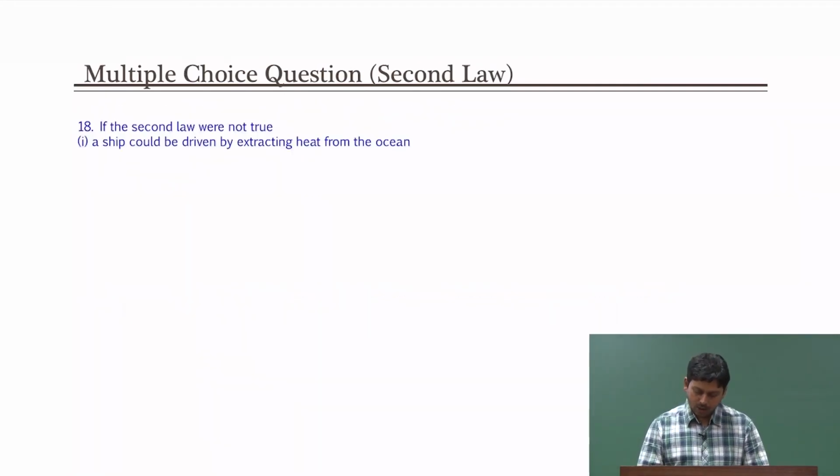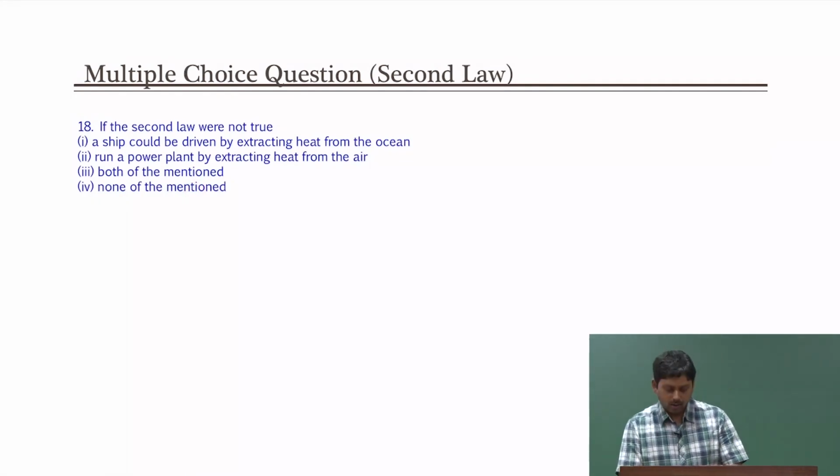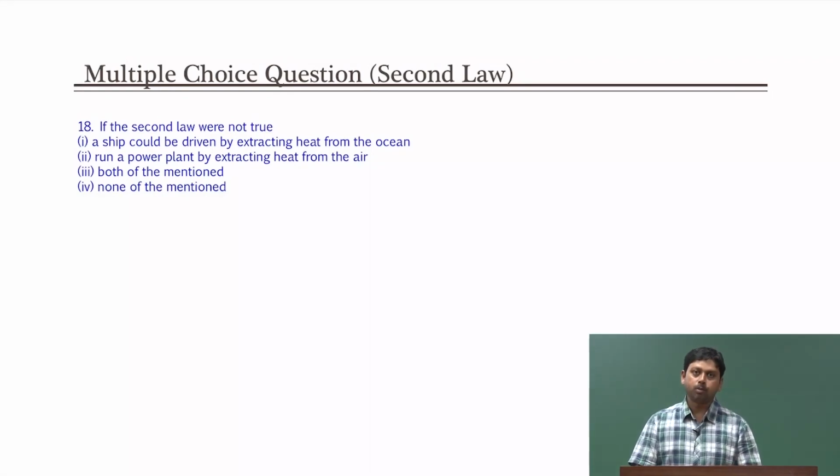Next question: if the second law were not true, then a ship could be driven by extracting heat from the ocean, run a power plant by extracting heat from the air, both of the above, or none of the above. The idea is that the second law of thermodynamics prohibits us from taking heat from the ocean to run a ship or extracting heat from the air, because that would only use one heat source, but in the second law of thermodynamics we need one heat source and another heat sink working at two different temperatures.